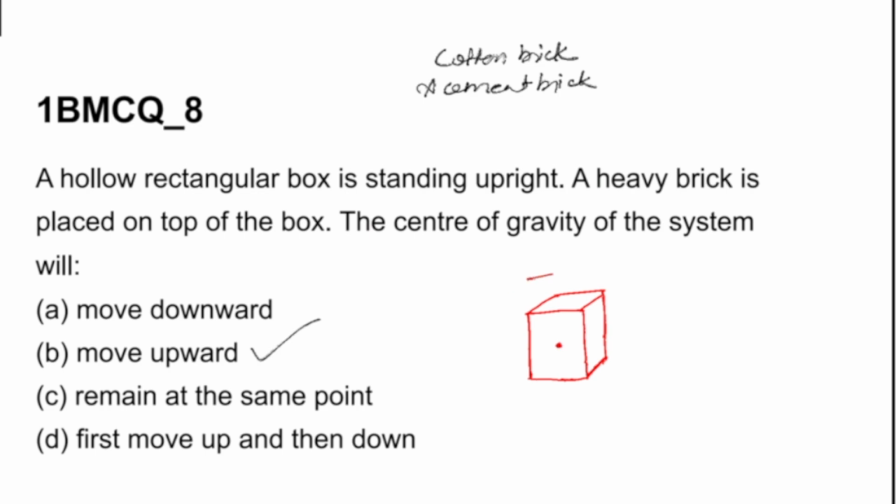Now if you put a brick above it, like this, the brick is very heavy. So most of the mass of this system is now above. So the COG will go towards where the more mass is, or it will move upward. So B will be the option.